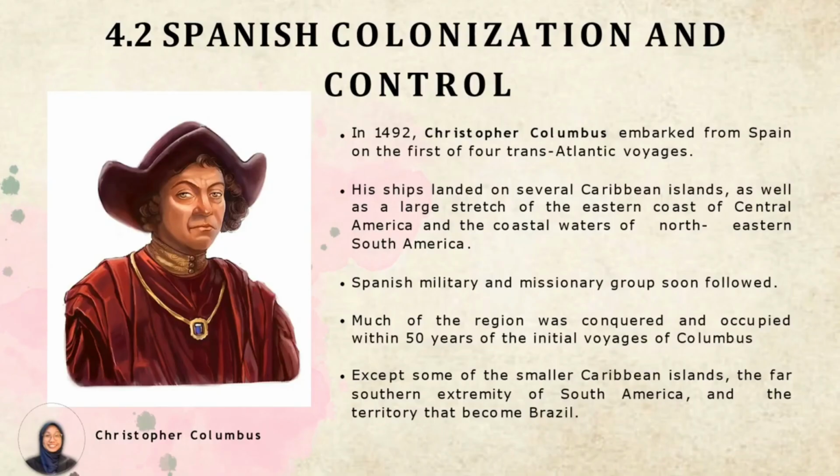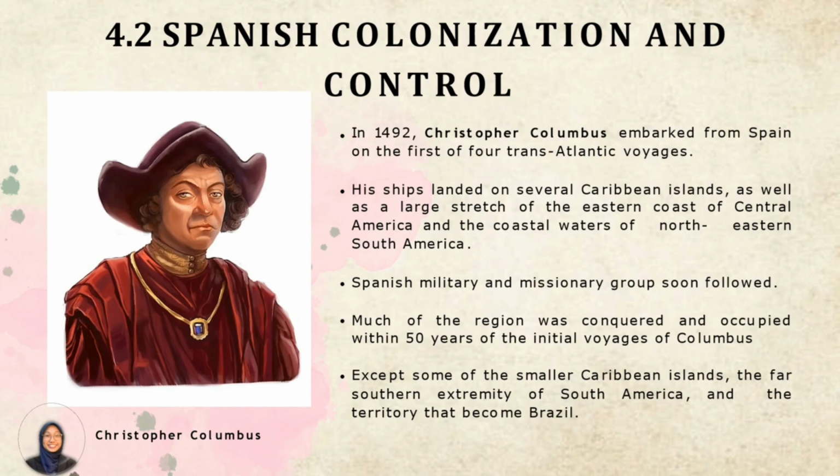In 1492, Christopher Columbus embarked from Spain on the first of four transatlantic voyages. His ship landed on several Caribbean islands as well as a large stretch of the eastern coast of Central America and the coastal western waters of northeastern South America. Spanish military and missionary groups soon followed.